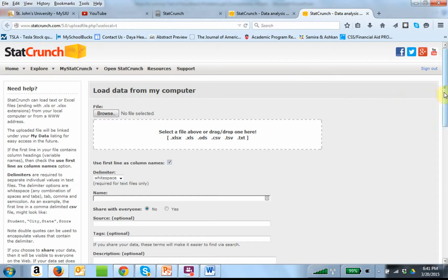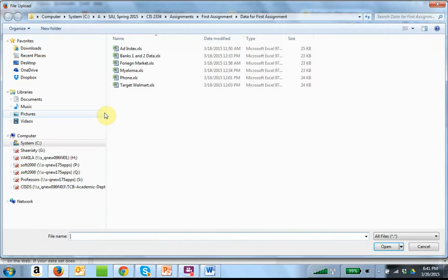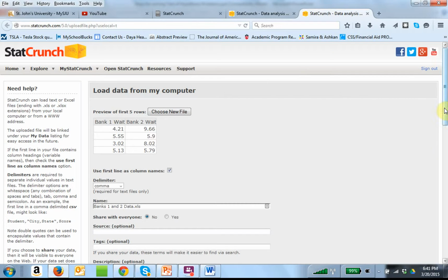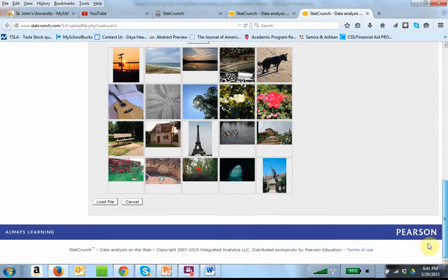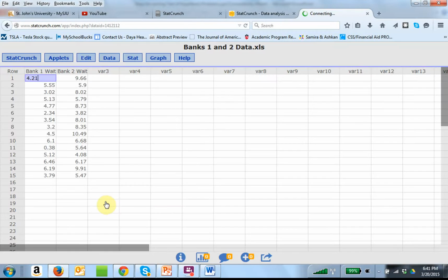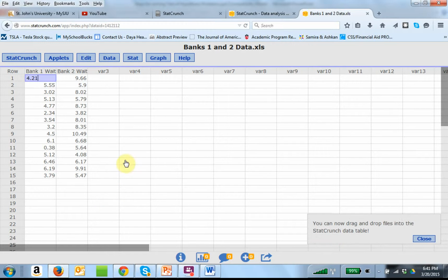I have to go and locate my file. And sure enough, I already have stored my data as an Excel file. I could basically try to upload that. And right now it's on the website, but I could try to make it available to StatCrunch. And now it's trying to upload it, and right now I have the data. So I'm going to try to use a statistical test now.